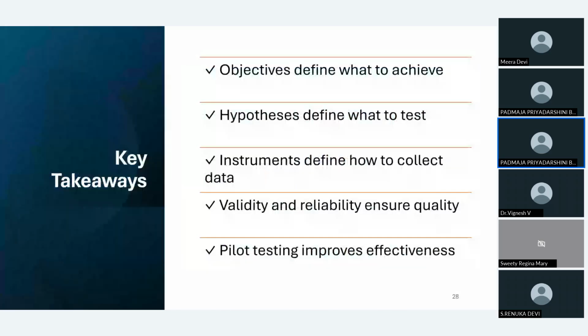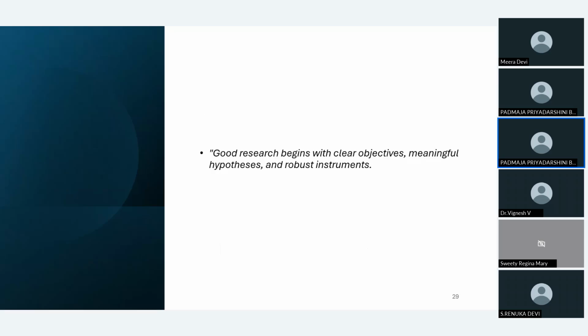So the key takeaways: objectives will define what we want to achieve. Hypothesis will define what to test. Instruments will define how to collect the data. Validity and reliability will ensure quality, and pilot testing will improve the effectiveness. So with this, I conclude my presentation. A good research begins with clear objectives, meaningful hypotheses, and robust instruments. This is my key takeaway.